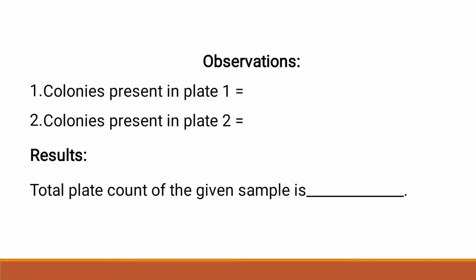So this is the observation table. First of all, we have to take two Petri plates, then count the colonies present in plate number 1 and the colonies present in plate number 2. Whatever readings come, we put them in the final result, or we can say the observation table, that is the total plate count of the given sample, whatever we get after the incubation period. That will be our E. coli and coliform count of the sample.